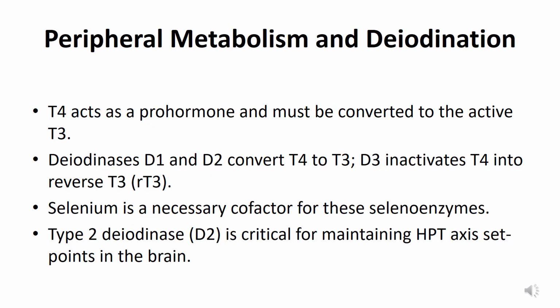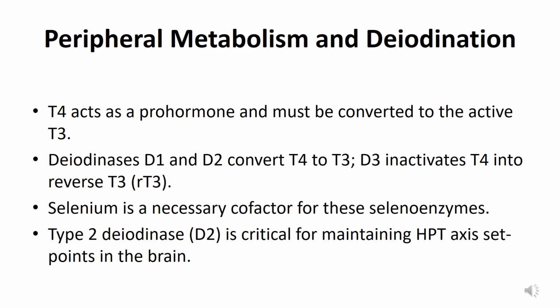Although the thyroid gland releases both T4 and T3, most circulating thyroid hormone is actually T4. However, T4 is not the most biologically active form. T4 mainly acts as a pro-hormone, meaning it serves as a precursor that must be converted into the more active hormone T3. This conversion happens in peripheral tissues throughout the body. The process is controlled by specialized enzymes called deiodinases. These enzymes remove iodine atoms from thyroid hormones and determine whether the hormone becomes activated or inactivated.